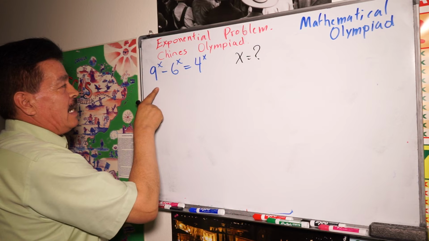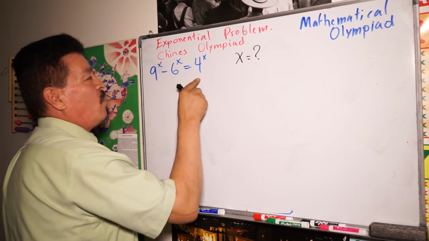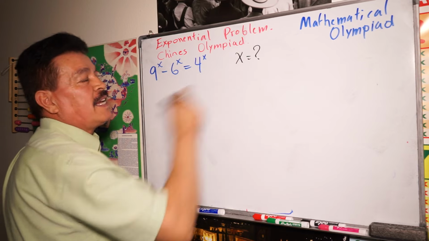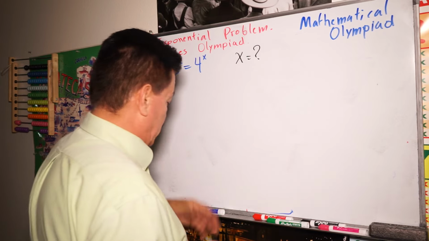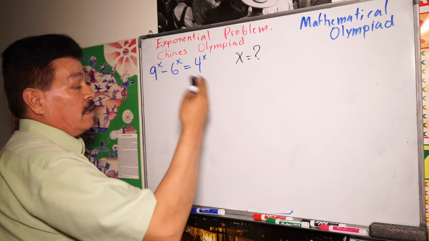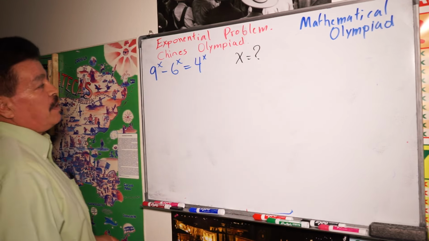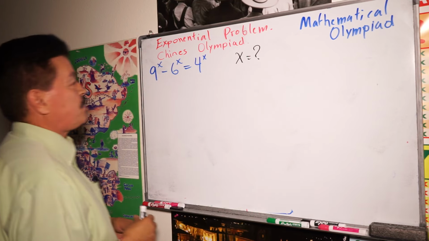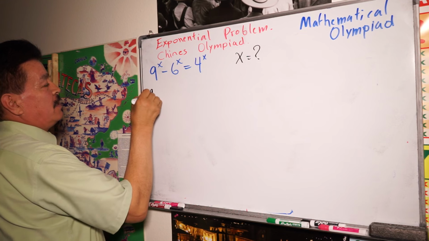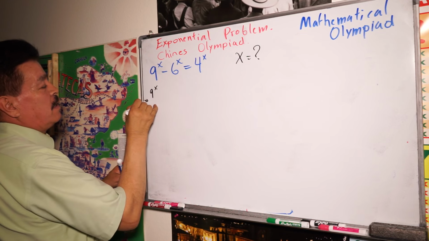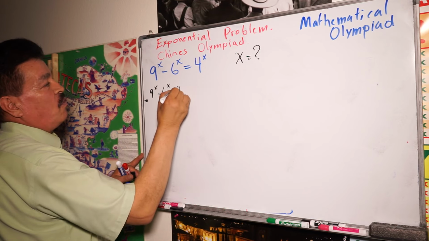We have this problem: 9 to the x power minus 6 to the x power equals 4 to the x power. Okay, how much is x? This is our problem here. So let's go and start. I'm going to keep all the steps here. The problem is 9 to the x power minus 6 to the x power equals 4 to the x power.